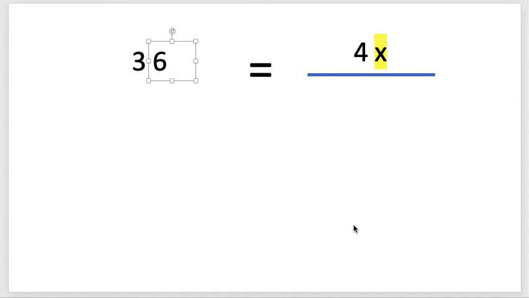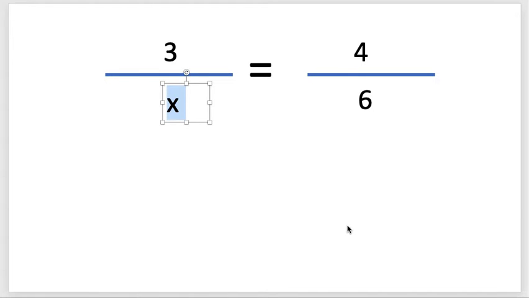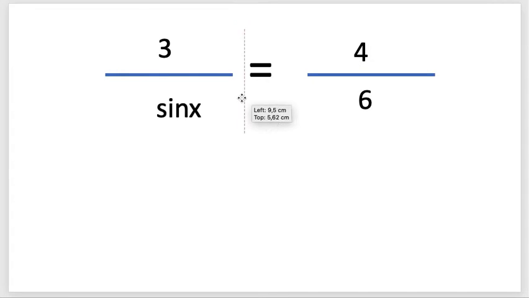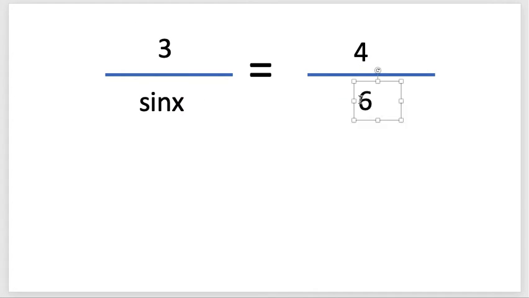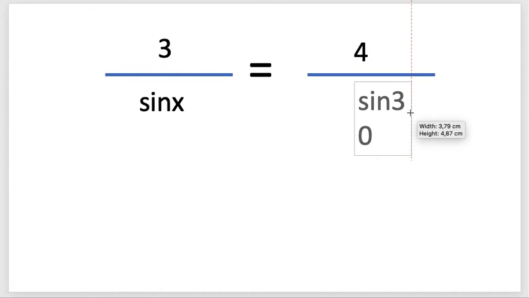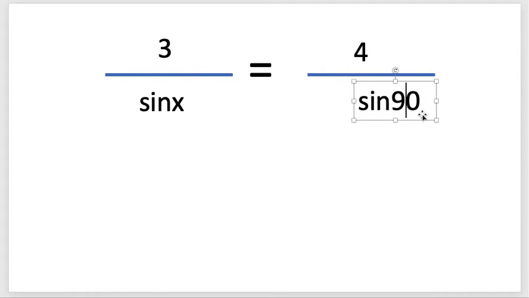Now let's go over a final example, and this time I'm going to add in some sine and cos values, or one or the other. Let's say this is sine x. And let's say this is sine 30. Or perhaps I could name this something a little bit more straightforward, such as sine 90.